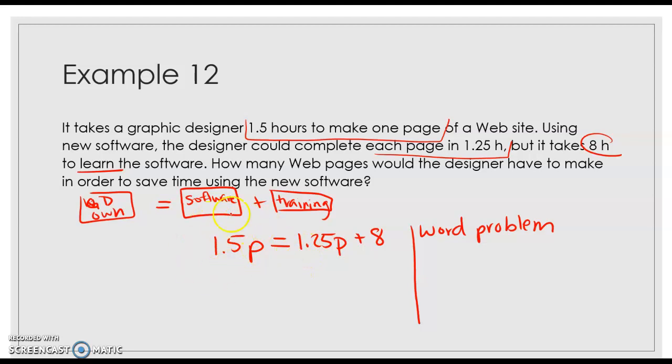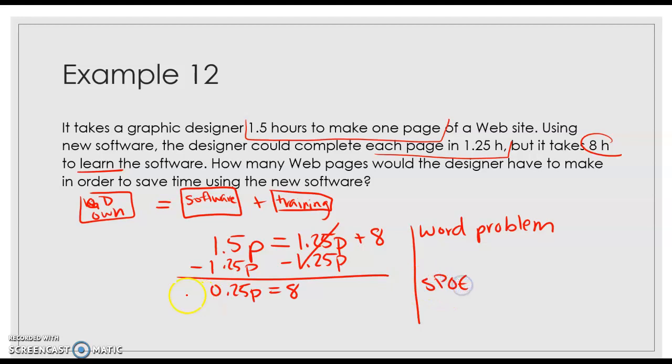Because I only had the P on the left-hand side, I'm definitely going to move my 1.25p to the left, because otherwise I'd end up with 0 on the left and everything on the right-hand side of the equation, and that just makes things more difficult. So when I subtract 1.5 minus 1.25, I get 0.25p equal to 8. So I ended up doing that using the subtraction property of equality.